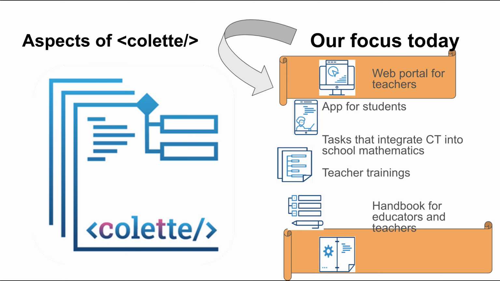Like we mentioned in the first module, Colette is a twofold system. The student's side is the mobile phone or tablet application that we already tried out in the first module. And the teacher or developer side is the web portal that we will get a first impression of in this second module. Inside the web portal is a link to a handbook which exists to support teachers' work of implementing computational thinking into classroom using or not using Colette.